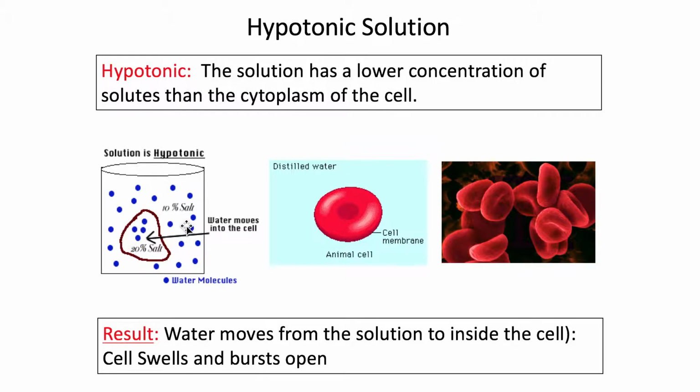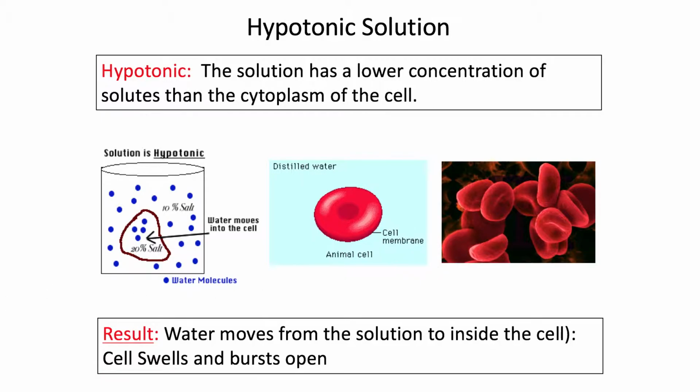So that's lower than what's inside the cell. In this case, the water is going to move down its concentration gradient. It's going to go from where there's a lot of water to where there's less water. So the water is going to rush into the cell, and the red blood cells are going to get swollen, and they might even burst open and pop. This is a pretty dangerous situation. When you get an IV drip, it's very important that the solution is not hypotonic, because this is what would happen if you put your red blood cells in, let's say, pure water.